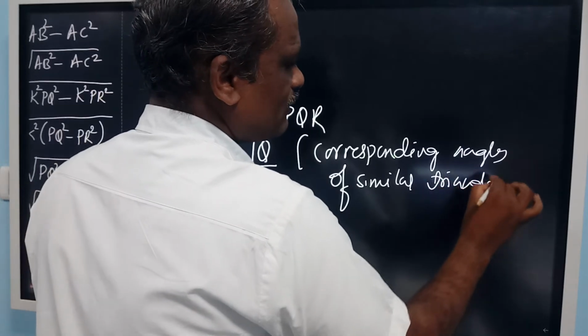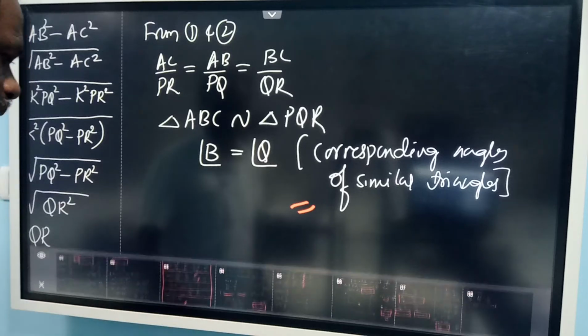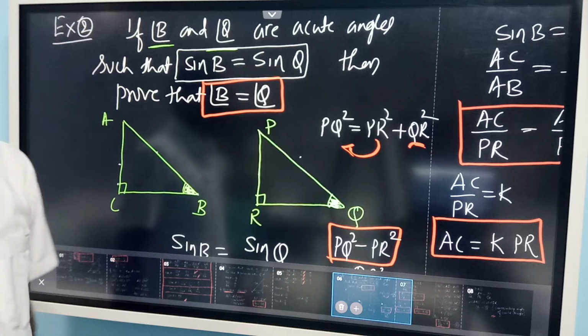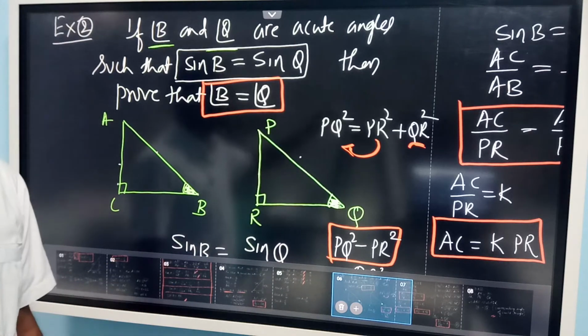So corresponding angles of similar triangles are always equal. Hence the proof. We proved that angle B is equal to Q. That is what we wanted to prove. Okay. So hence B is equal to Q.